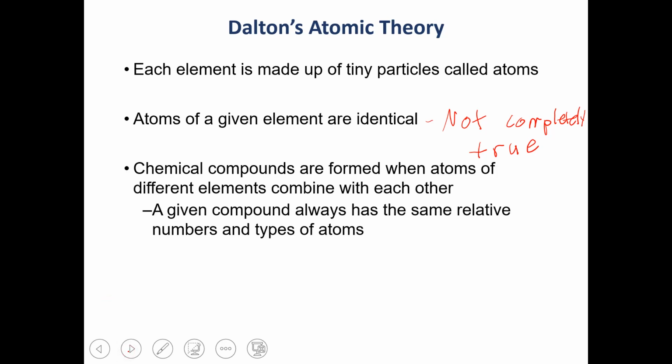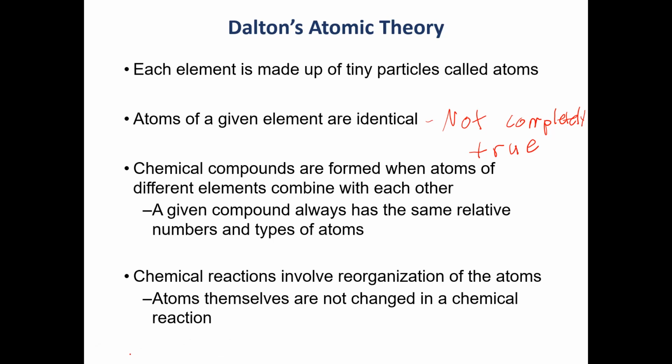The third part of this says that chemical compounds are formed when atoms of different elements combine with each other. And it also tells us that a given compound always has the same relative numbers and types of atoms. So we kind of already talked about this. For example, if you have something like water, it always has 2 hydrogens and 1 oxygen. If you have something like ammonia, it always has 1 nitrogen and 3 hydrogens. If you have something like carbon dioxide, it always has 1 carbon and 2 oxygens. You will never have a compound that has a different element or a different number of that element. It will be a completely different compound.